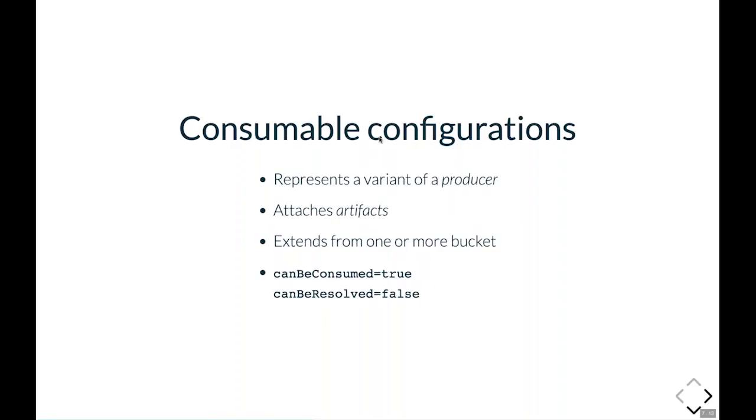Property-wise, it has canBeConsumed false, canBeResolved true, which seems to make sense. A consumable configuration represents something that my library produces. It usually carries artifacts attached to it. And it also extends from one or more buckets because it explains that my artifact requires these dependencies. And it has the properties canBeConsumed true, canBeResolved false.